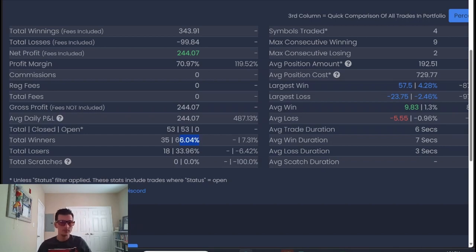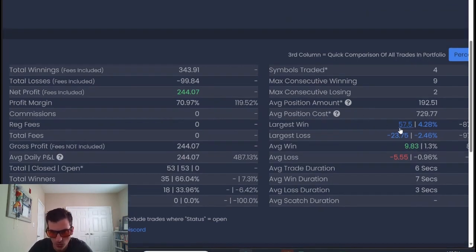Some people have great accuracy. They know exactly what setups to look for, but they have trouble cutting their losses. Let's say their average loss is huge, or they can't let their winners run and their average win is low. So that would be another part of the equation. If you are weak on this part, you might work on letting your winners run a little bit or being faster to cut your losses.